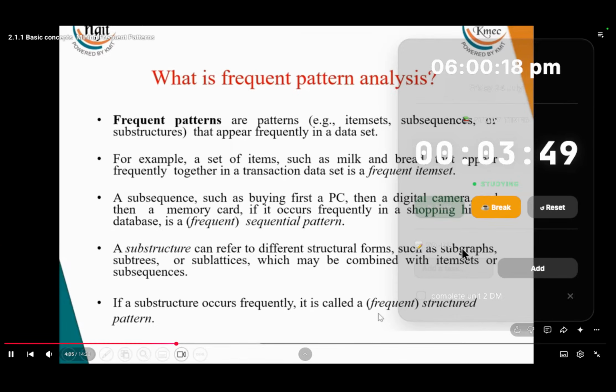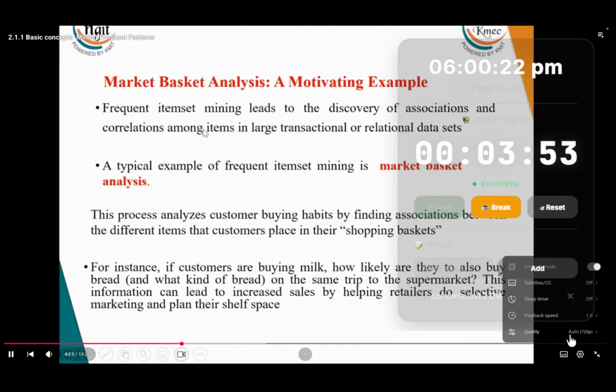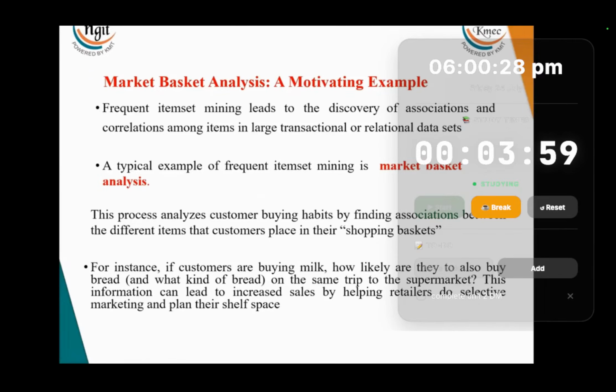structured patterns. To understand these frequent patterns, there is a motivating example which is called market basket analysis. Now let us see what this market basket analysis is. Before that, frequent item set mining. So now we are talking about frequent item set mining. What it actually means is, it discovers the associations as well as the correlations which are present in the database. What are this association and correlation? We'll learn in detail. And let us come to market basket analysis.